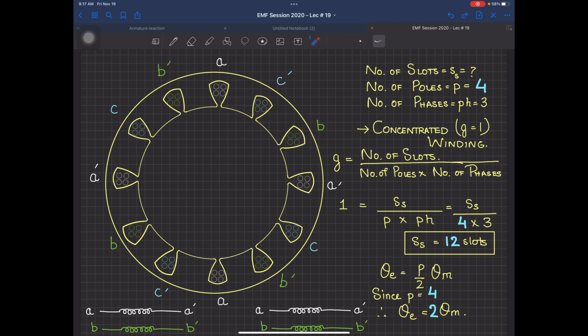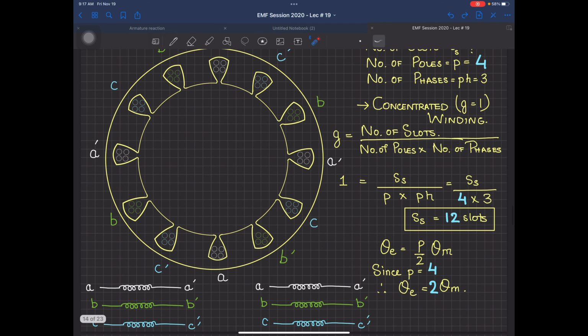Now the question is, you have 12 slots, how are you going to arrange A dash, B dash or C dash? For example, you have theta electrical equal to P by 2 theta mechanical. Since here P is equal to 4, theta electrical becomes equal to 2 times theta mechanical. This is very important, because when you put A dash at 180 degrees electrical, this will be equal to 2 into theta mechanical, and theta mechanical becomes 90 degrees. So the mechanical angle between A and A dash will be 90 degrees.